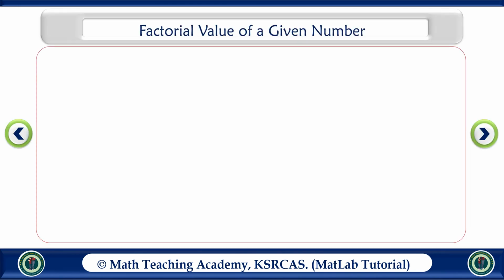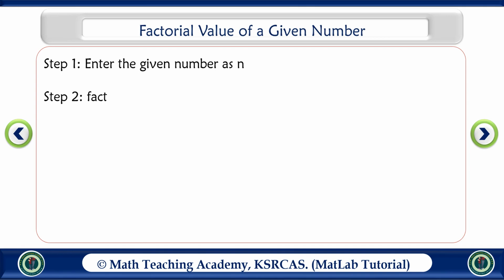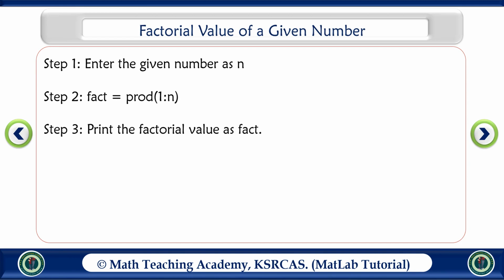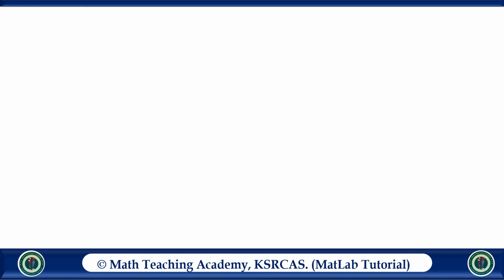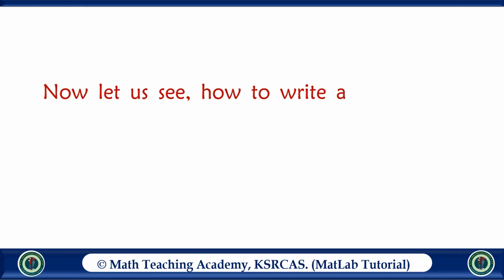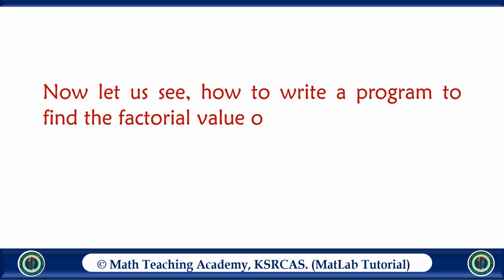Factorial value of a given number. The algorithm is: step 1, enter the given number as n. Step 2, fact is equal to product of 1 colon n. This is the MATLAB command used to find the product from 1 to n. And then step 3, print the factorial value as fact. Now let's see how to write a program to find the factorial value of a given number.